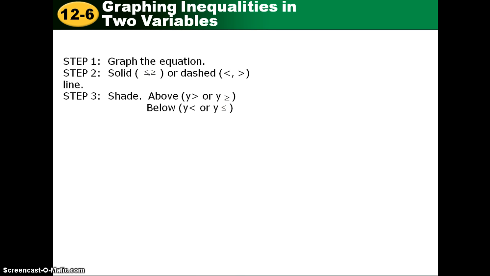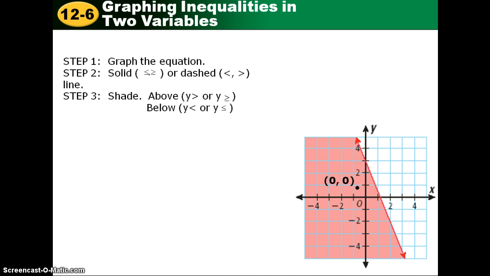So step 1, graph the equation. Step 2, decide what kind of line. And step 3, shade. So we graphed our equation, starting up at positive 3, counting down 1, 2, 3, 4, 5, and over 2. It was a negative, that's why we went down. And then because it was a less than or equal to, it's a solid line shaded below the graph.